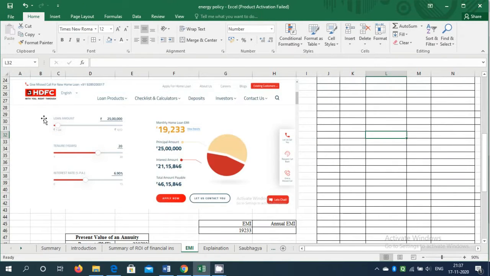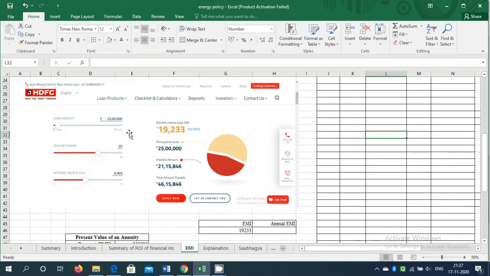Here I have taken a loan calculator, like any loan calculation has. You just have to write the loan amount. By default it was 25 lakhs, and the tenure was 20 years. I put that over there. Rate of interest 6.9. Maybe in the same bank, different rates of interest would be there for different segments, but that is not the topic of this particular session.